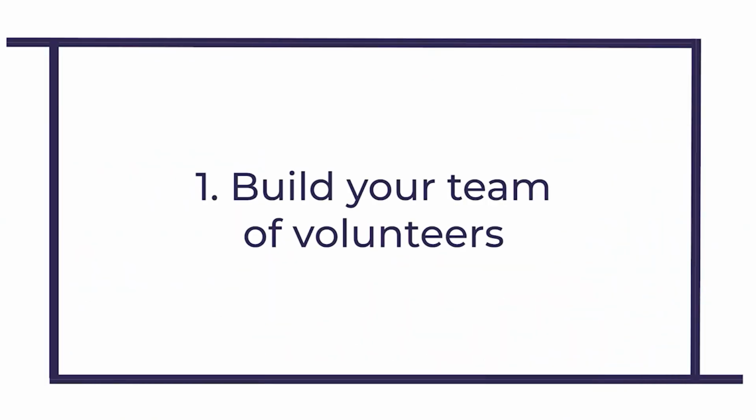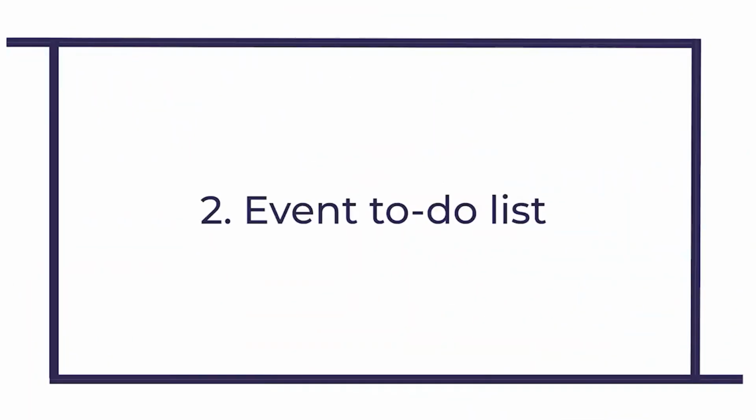So the first step is to build your team of volunteers. This can be students looking to take on some leadership responsibility, but also maybe some faculty on hand that can help plan the event as well. Step number 2 is to create a basic to-do list. And so this can contain things like the date of the event, the overall theme, the location, decorations you want to include, refreshments, and more.